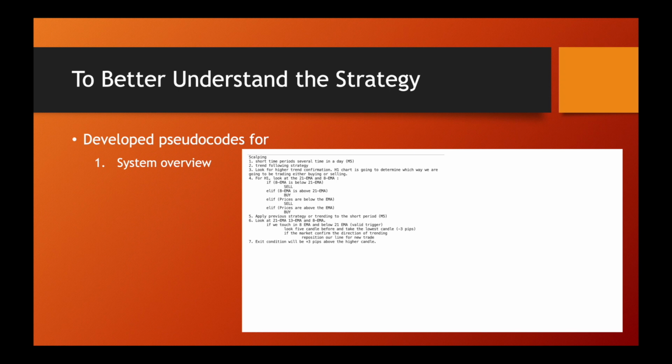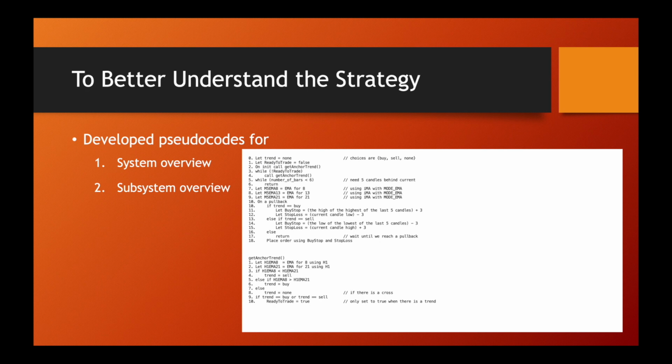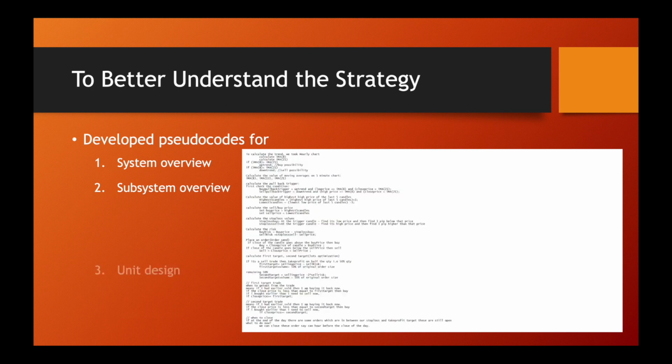To better understand the strategy, we developed pseudocodes for first the system overview, which is shown on the right hand side. And after analyzing this, we had to do the subsystem overview, which goes into a little more detail. And finally, add the unit design, which again is shown on the right hand side, and this goes into more details about the functions that we'll be using.